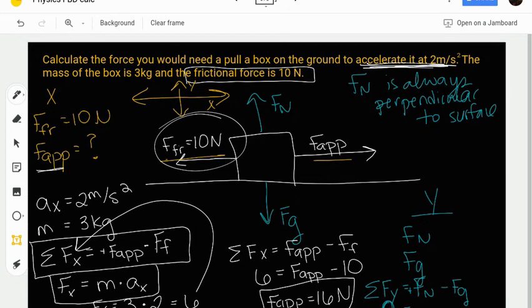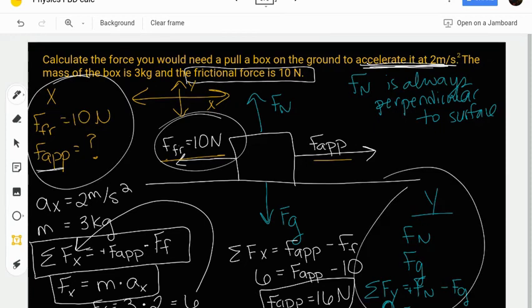So recap, you draw your free body diagram, you list out what you have in the x direction, what you have in the y direction. You take your formulas, you have summation of forces in one direction, you take your summation of forces in the other direction, and then you realize if it's moving that you can use your force equals mass times acceleration.